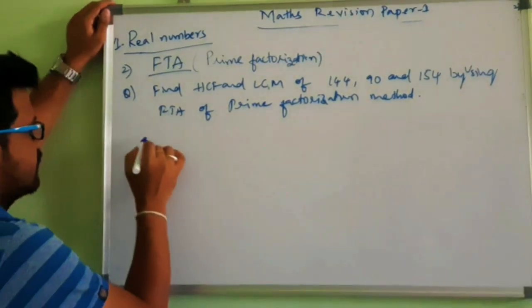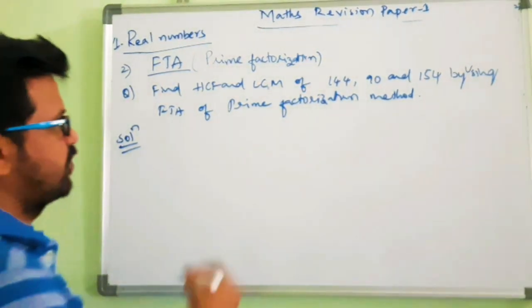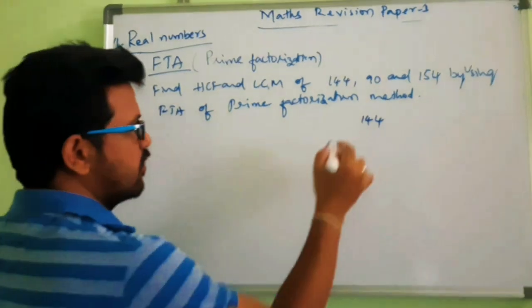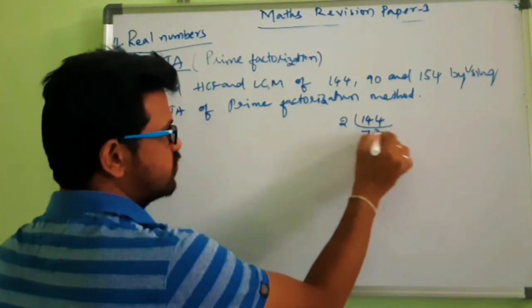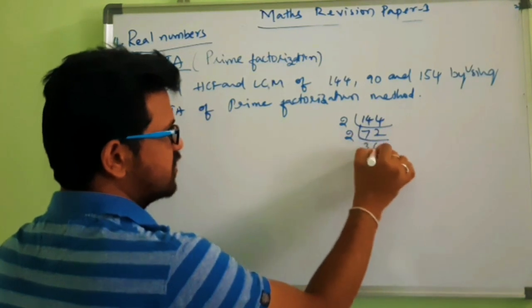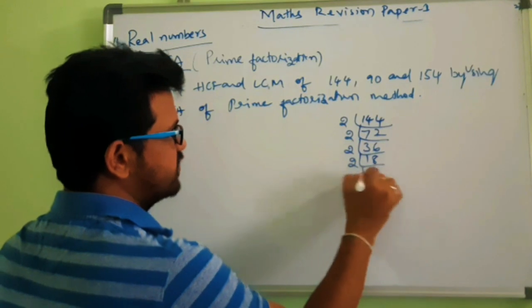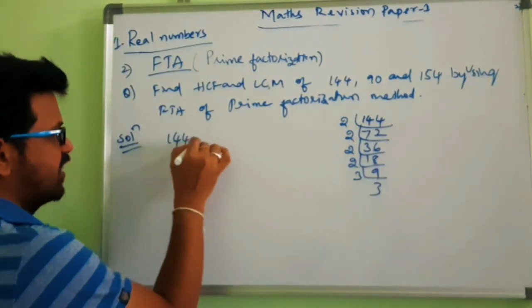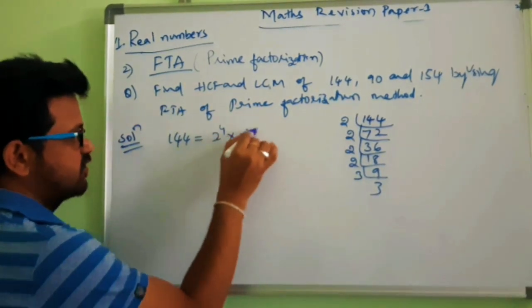So here, how to do this one? First, prime factorize it. 144: 2 ones are 2, 2 twos are 4, 2 fours are 8, 2 eights are 16, 2 nines are 18... so 144 we can write as 2 power 4 into 3 square.